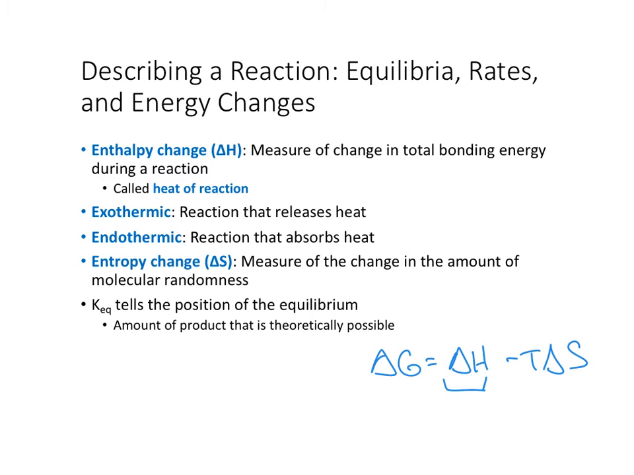Delta H refers to enthalpy, which is the measure of change in total bonding energy during a reaction. And there are two types, exothermic and endothermic. Exothermic, exo, external, out. That's a reaction that releases heat. Endothermic is a reaction that absorbs heat. Entropy is the measure of change in the amount of disorder. A positive entropy change value means you're increasing in disorder, whereas a negative value means you're decreasing disorder or increasing order.